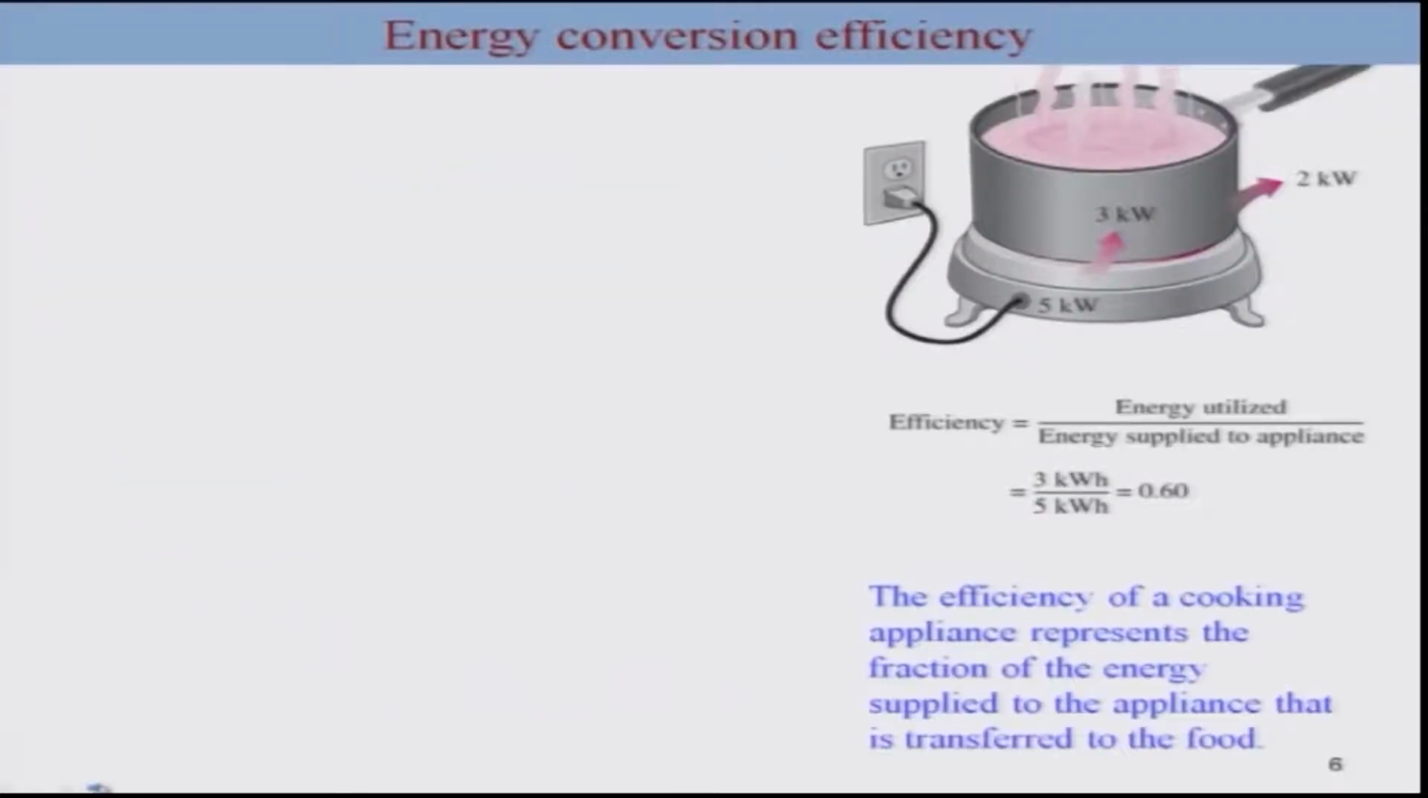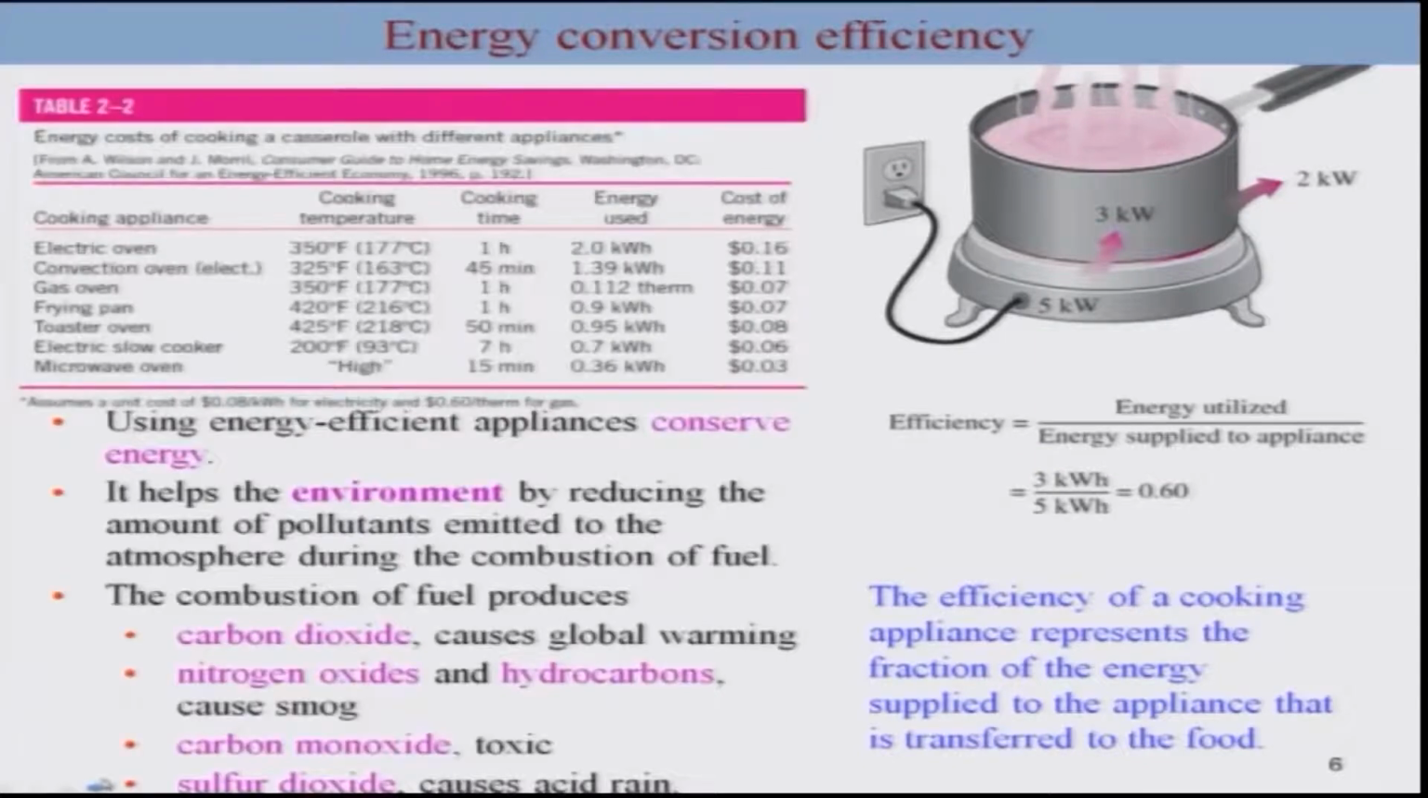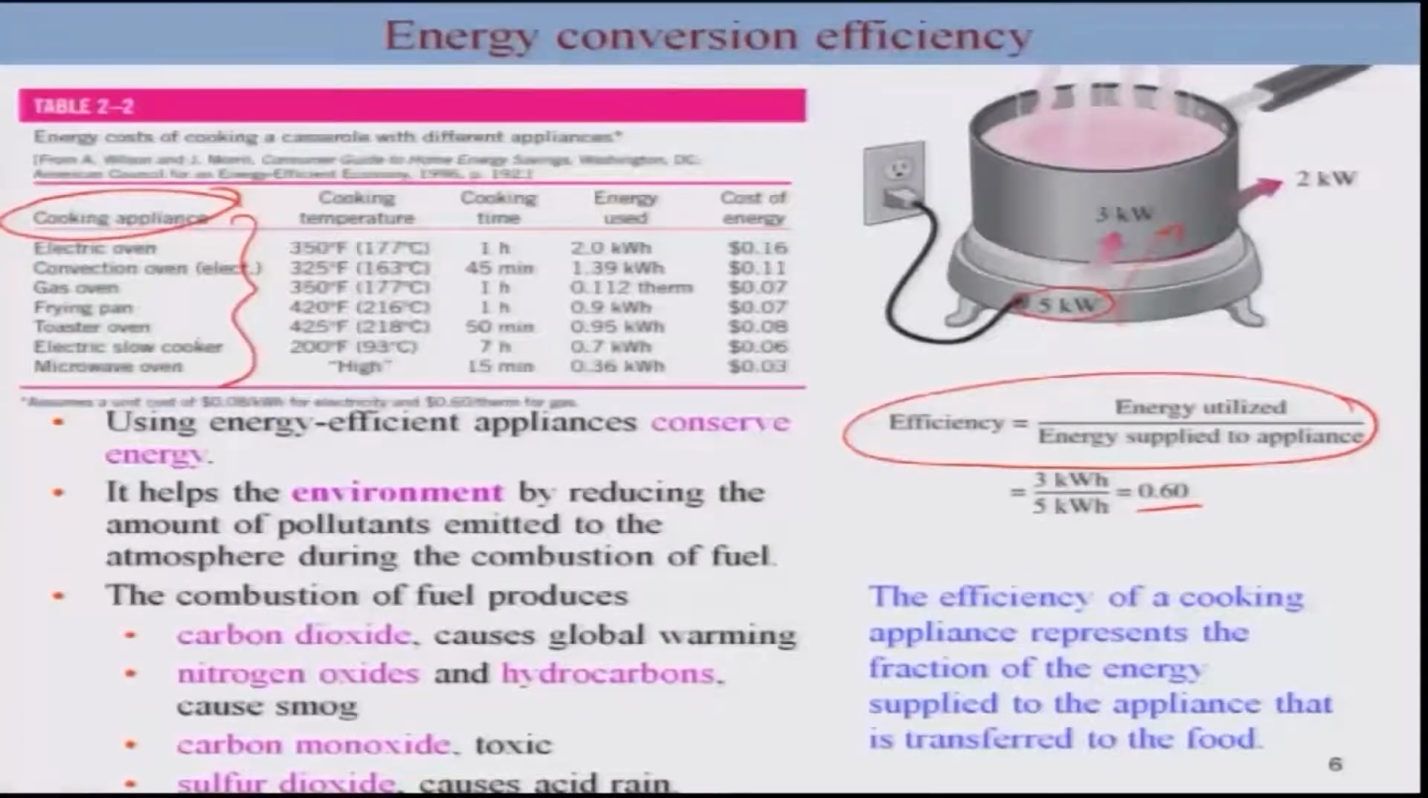So take an example of some common appliances. This is an example of a simple appliance. You are using this cooking appliance, which uses electrical power, and is simply a utensil having some fluid. So 5 kilowatts you have taken from the electrical point, and only 3 kilowatts is being transferred. Thus the efficiency of this particular appliance is 0.6. Similarly, you can come up with different kinds of cooking appliances, which may be based on electric, based on gas, and based on other forms.